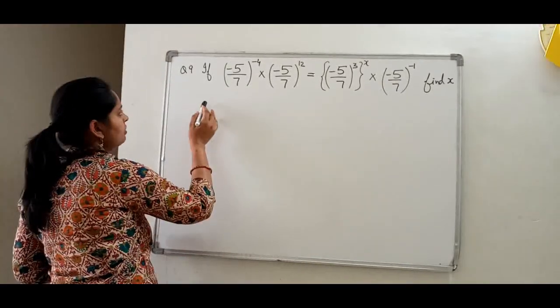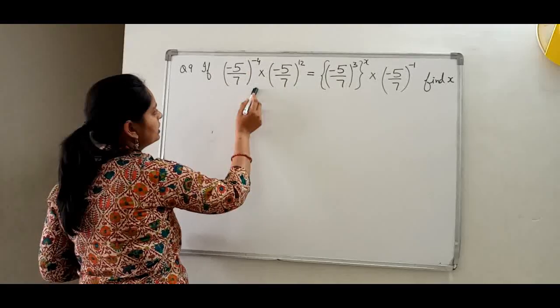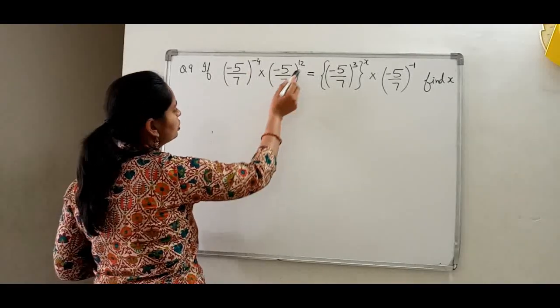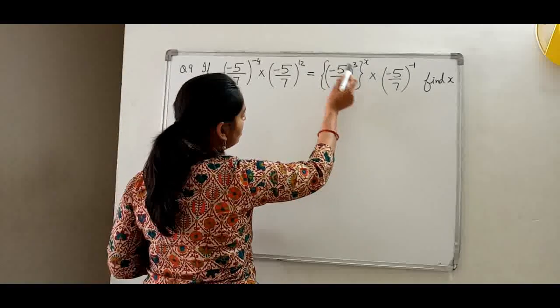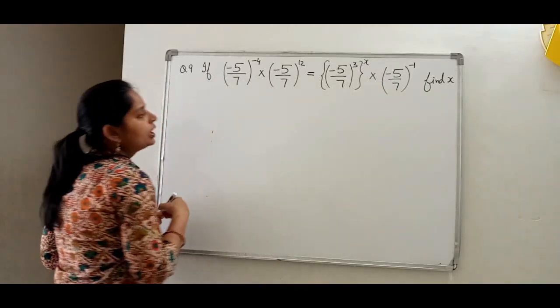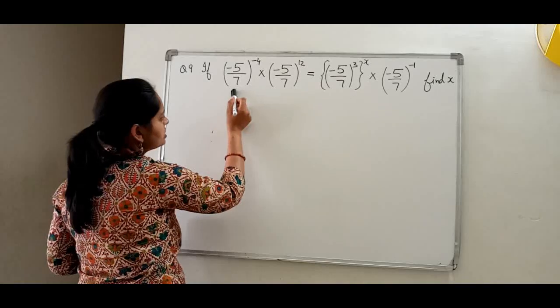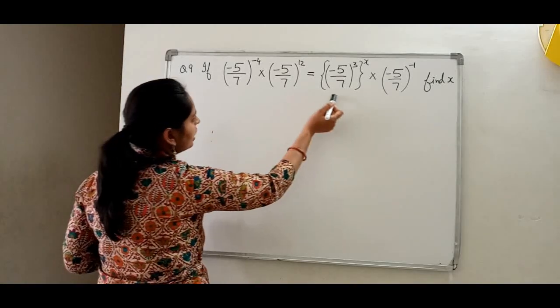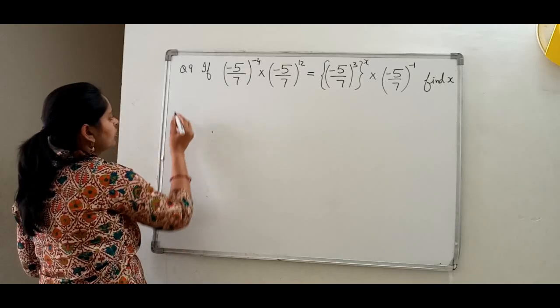See the next question. If (-5/7)^(-4) multiplied by (-5/7)^12 is equal to ((-5/7)^3)^x multiplied by (-5/7)^(-1), find the value of x. We have to find the value of x over here. You can see here all the terms are having the base as -5/7. So let's solve. How will you solve?